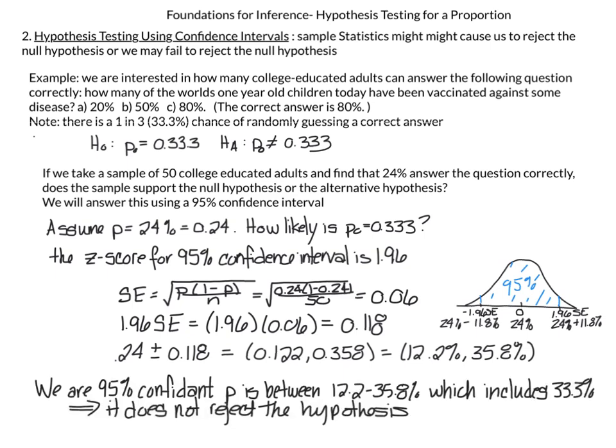So what we are saying is we are 95% confident, and again, the 95% comes from the fact that we use the z-score of 1.96, which gives us 95% of our area under the probability curve. So 95% confident that p, our population parameter, is between 12.2 and 35.8%, which includes then this 33% here. So it does not reject the hypothesis. It sort of supports the null hypothesis, vaguely supports the null hypothesis. So we say it does not reject the null hypothesis.